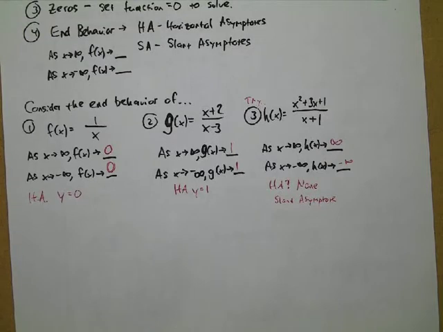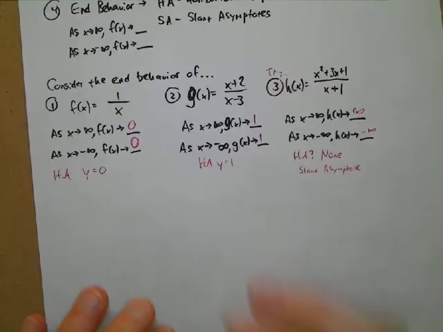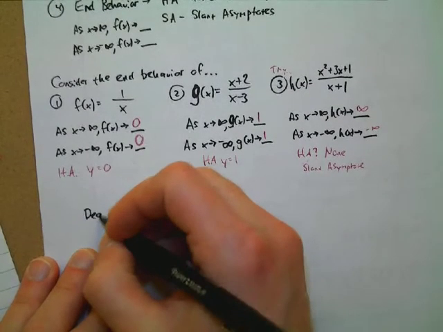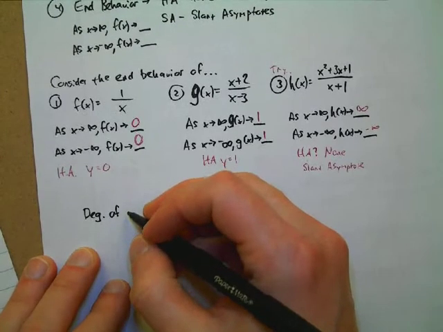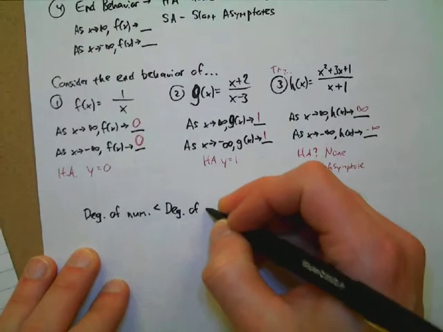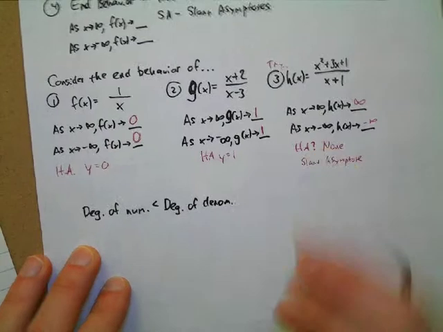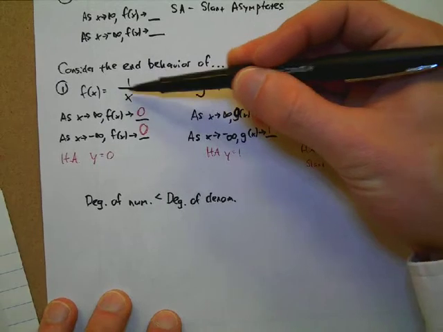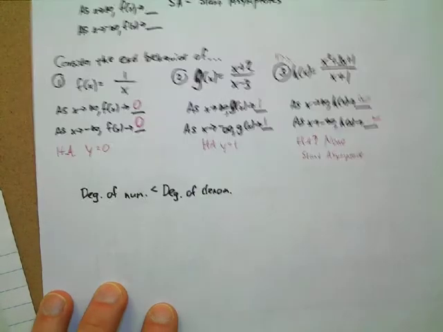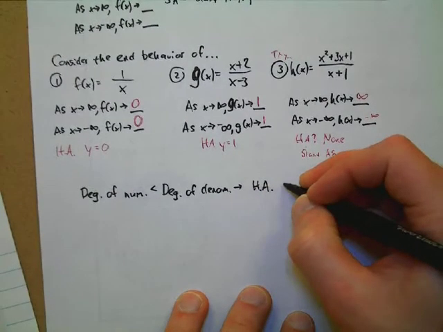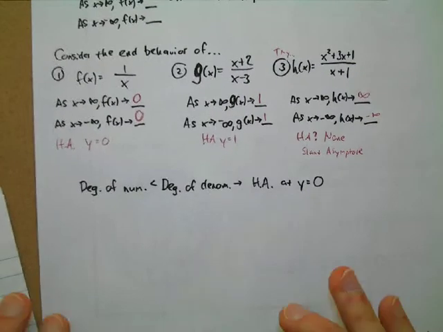So, to summarize here, I'm going to abbreviate: degree of numerator is less than degree of denominator. If the degree of the numerator is less than the degree of the denominator, which is what we had up here, the degree of the numerator was 0 and the degree of the denominator was 1, then we have a horizontal asymptote at y equals 0. So here's case 1.